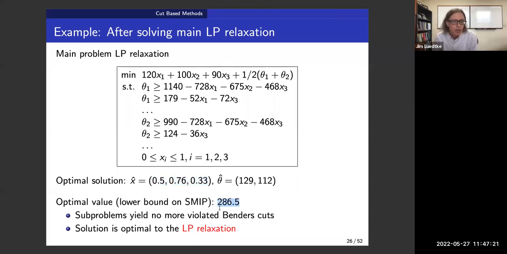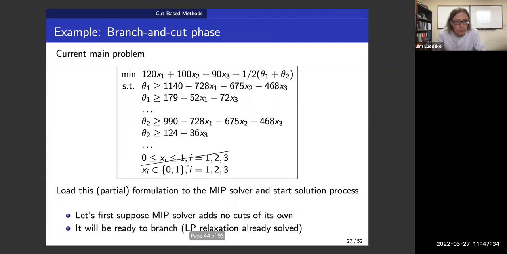At this point, I have a value of 286.5 as my LP relaxation value. So now, since this is fractional, I'm going to start doing branch and bound to get integer solutions here. I load this into my solver, tell it this is an integer problem now, change the variable type to be binary, and then let the solver go to work.